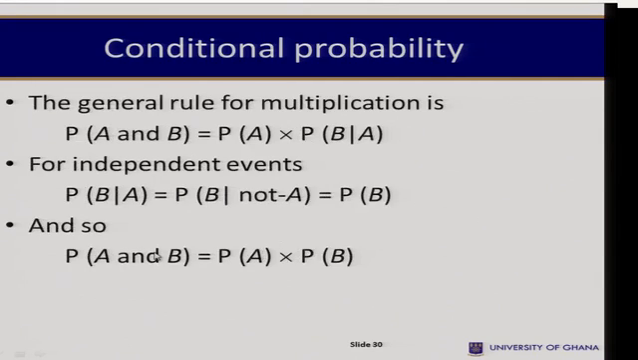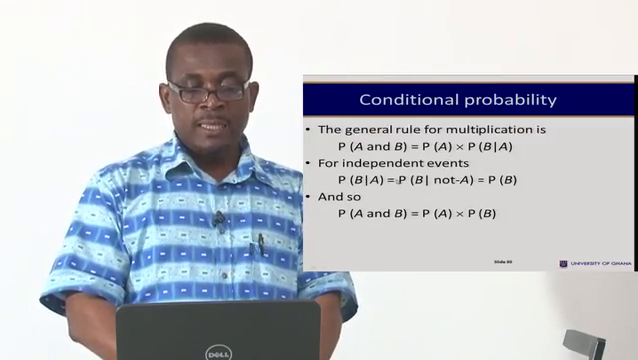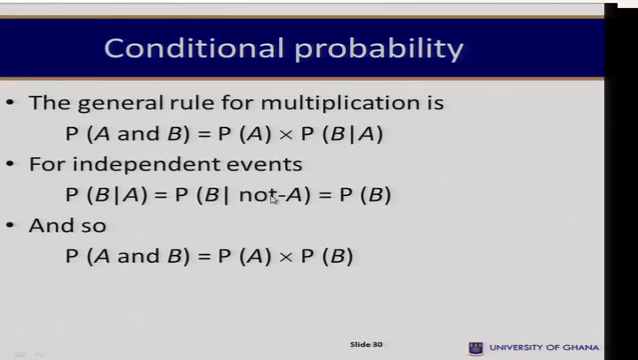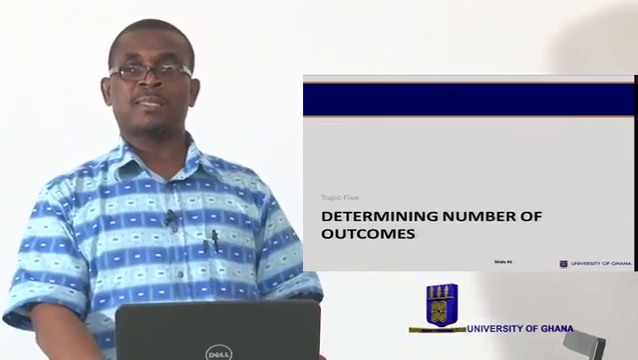So the general rule for multiplication, therefore, must be the probability of A and B is equal to the probability of A multiplied by the conditional probability of B given A. For independent events, the probability of B given A is the same as the probability of B given not A, and it is equal to the probability of B. So the probability of A and B becomes the probability of A times the probability of B, as we saw earlier. So with examples, you will understand these things.